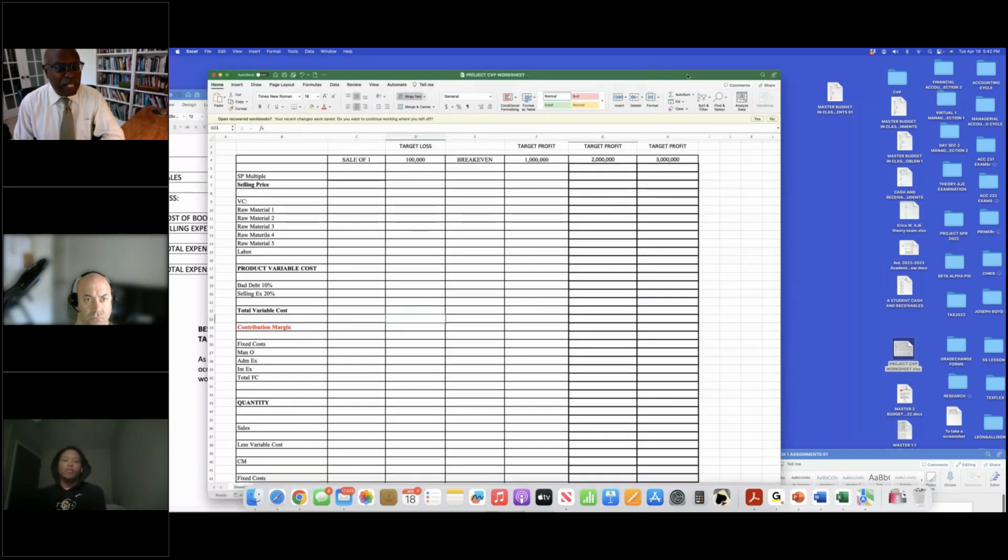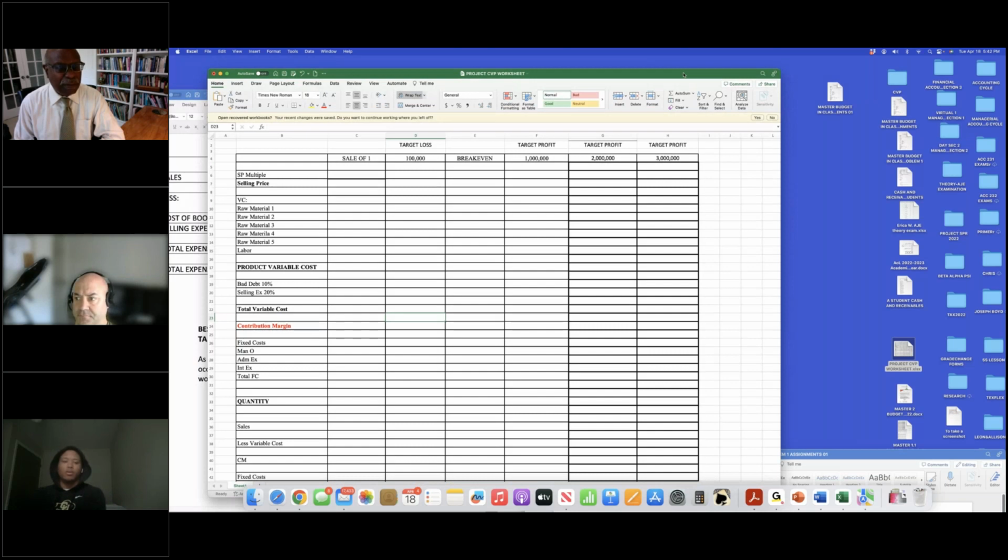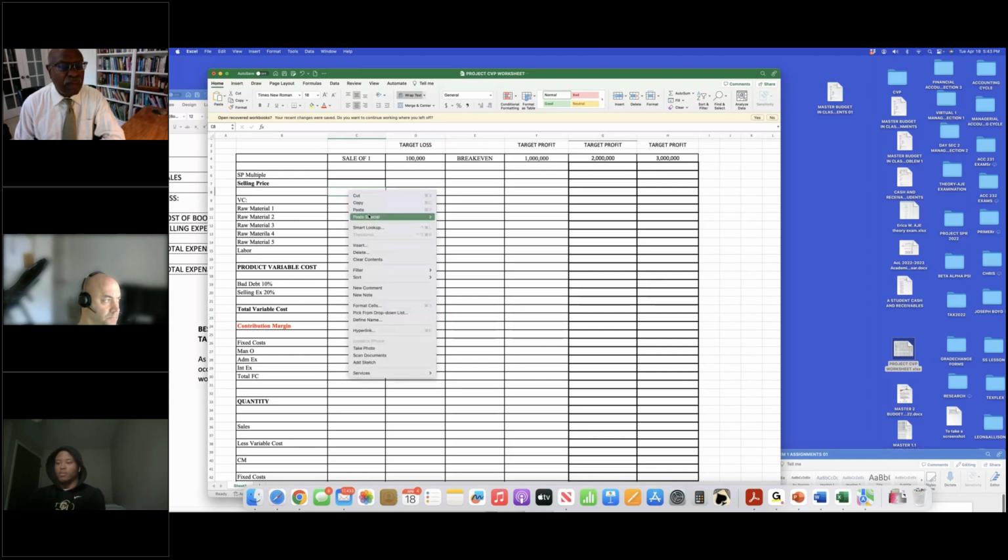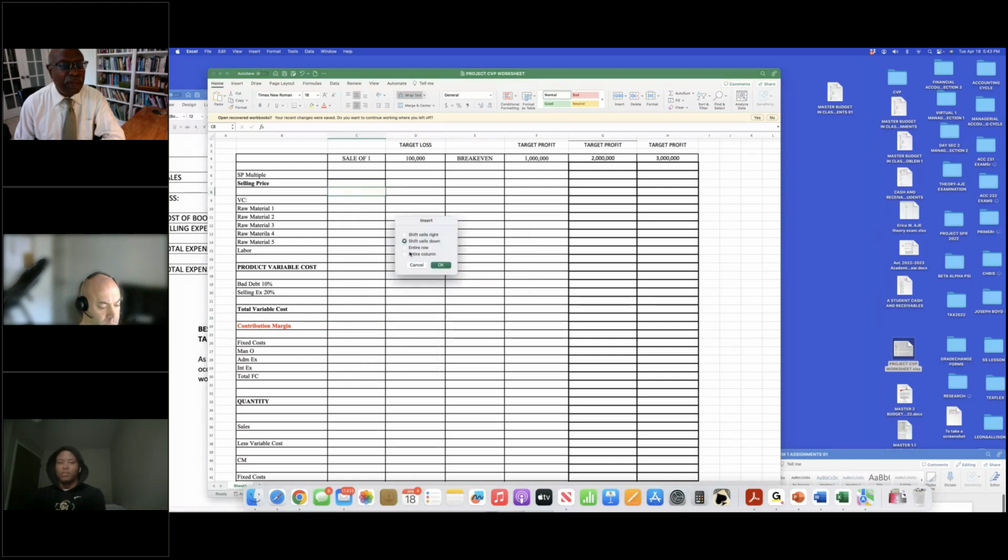Okay, so I need this filled out, and maybe you put a comment in if you add a cost here on this raw material. Add a column in here. Let's see, insert column. Put it where I wanted it.